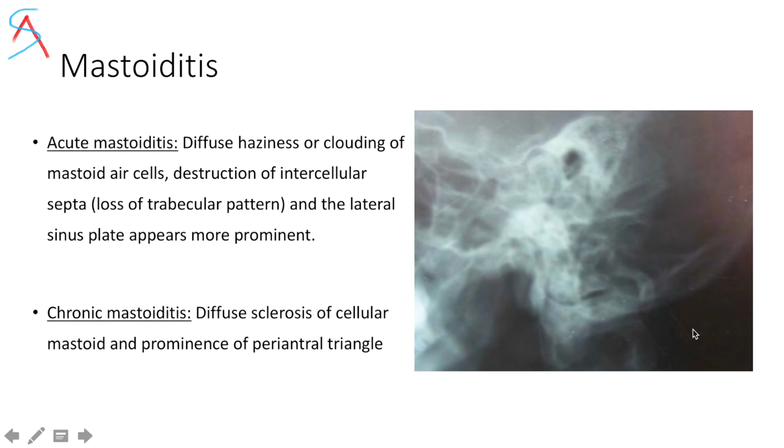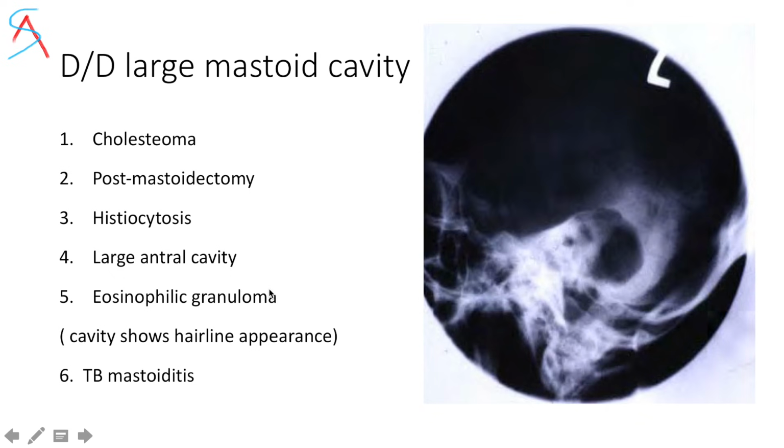So here is the first X-ray. It is mastoiditis. Here I can see clouding of the mastoid air cells. As I told, the normal mastoid air cells look like a honeycomb appearance. Here you cannot appreciate air cells. Here you can see only the clouding, like diffuse haziness. So it's mastoiditis.